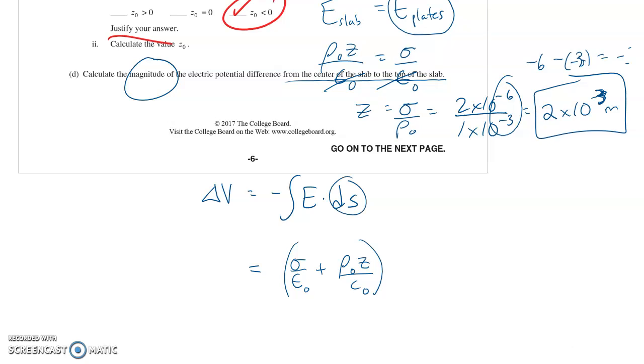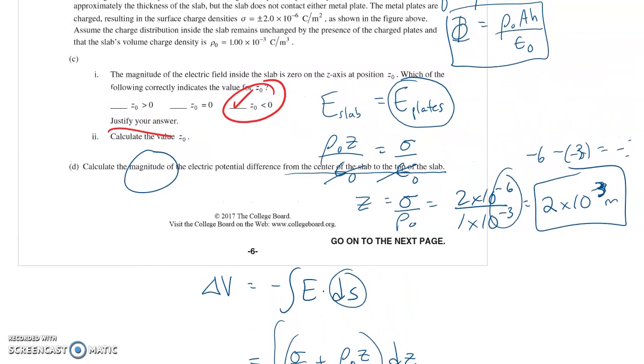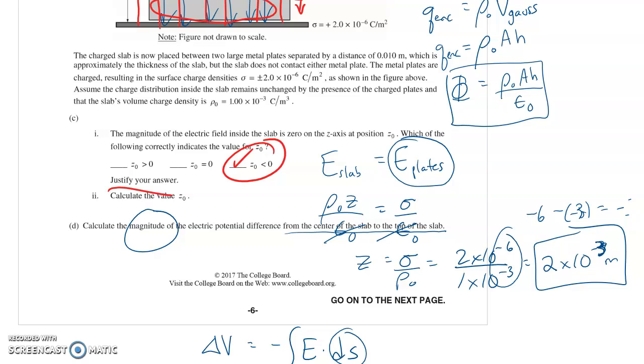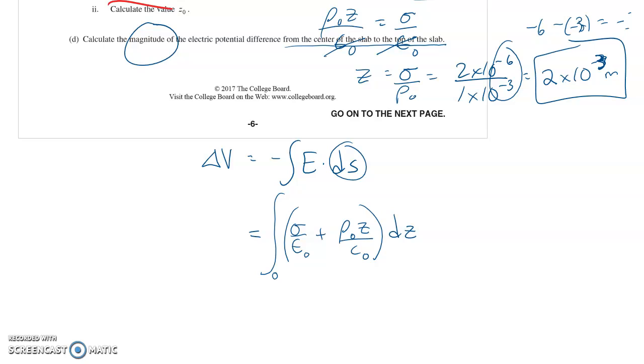I'm going to use as my linear variable z instead of s. That's totally legitimate. And that's what we have to integrate. We're integrating from 0 to the top of the slab. And we're actually going to use numbers here. I believe it says that they are separated by a distance of 0.01 meters. And so that means from the middle to the top would be 0.005 meters. So that's going to be our limits of integration.